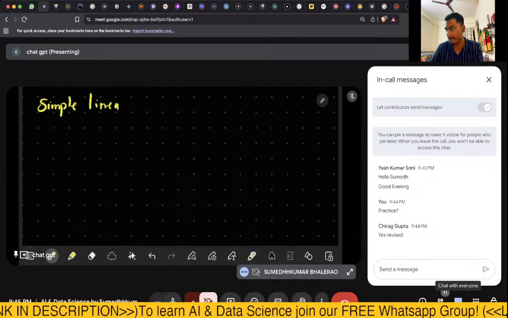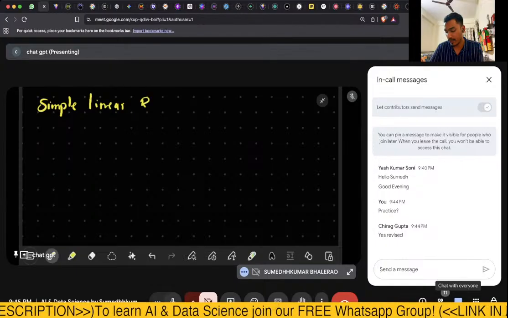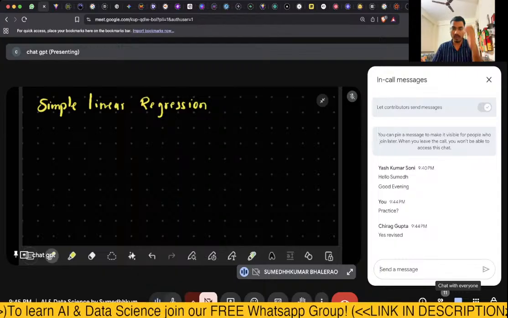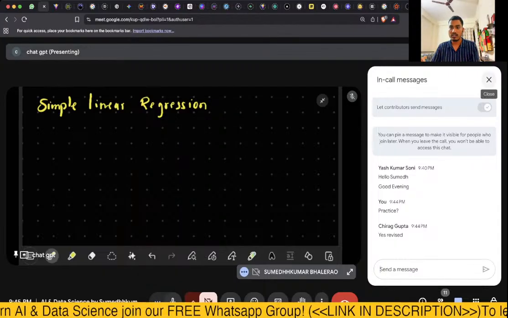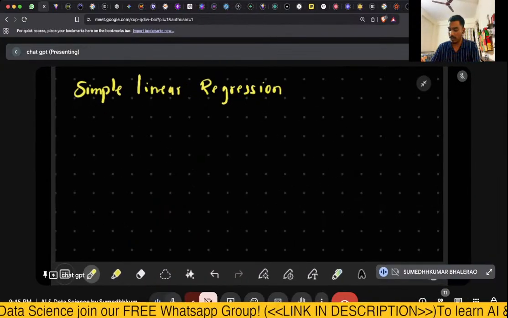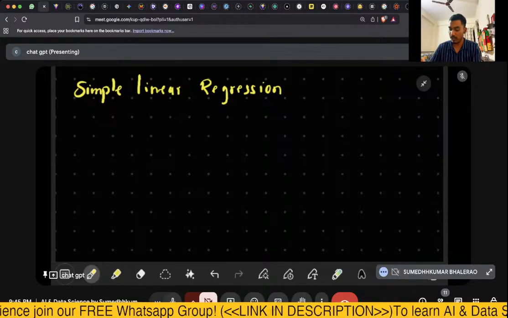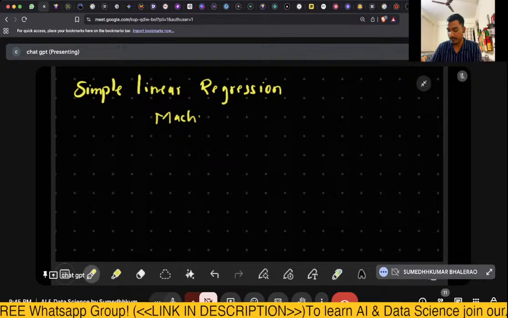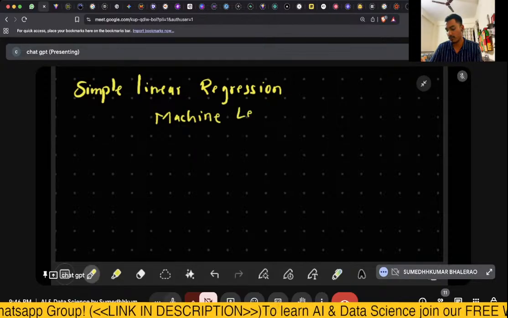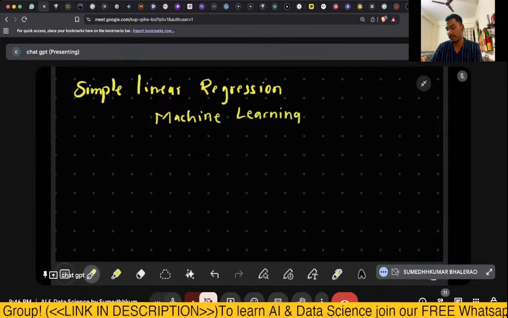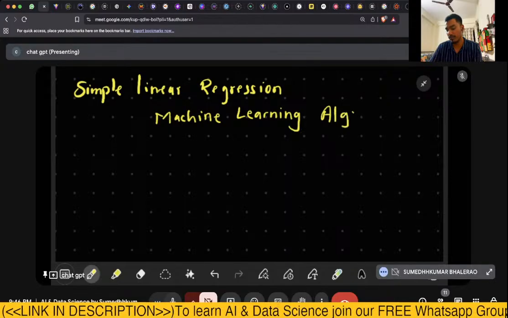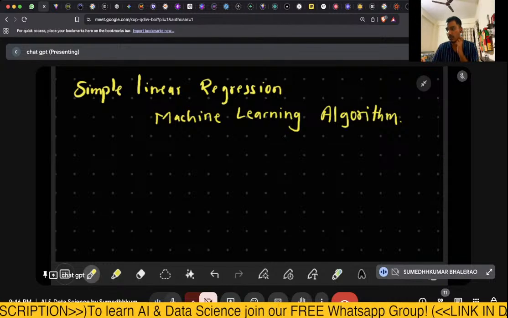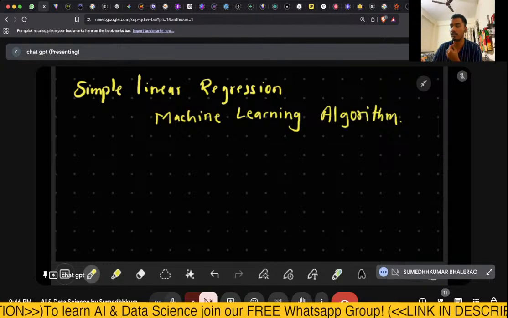Linear regression. What we are going to learn is simple linear regression, and it is nothing but a machine learning algorithm. Okay, this is what we are going to learn today.